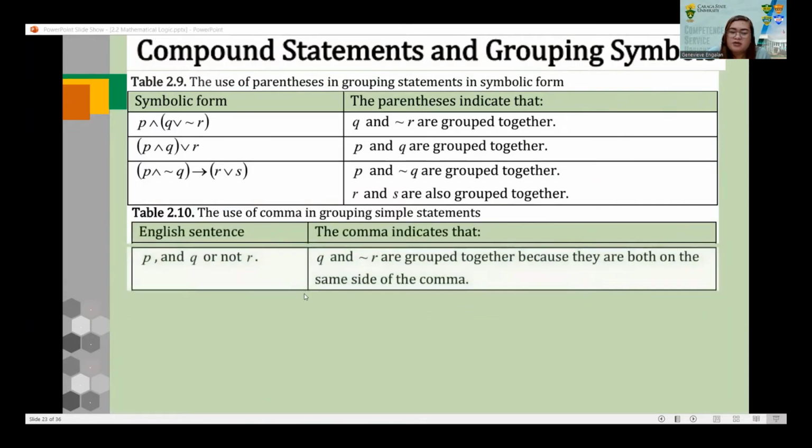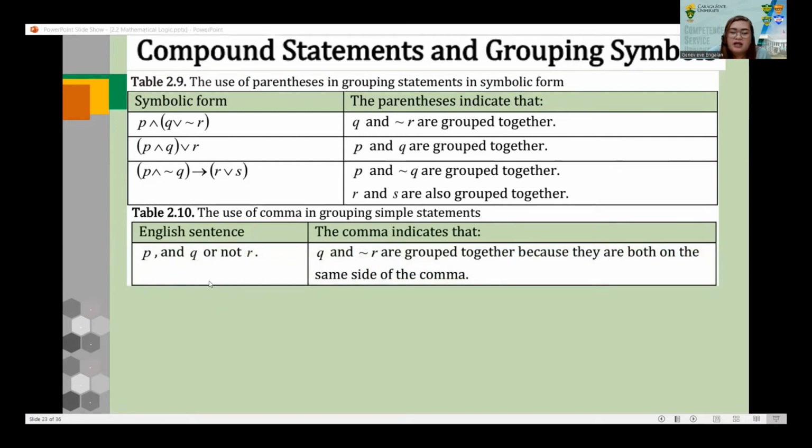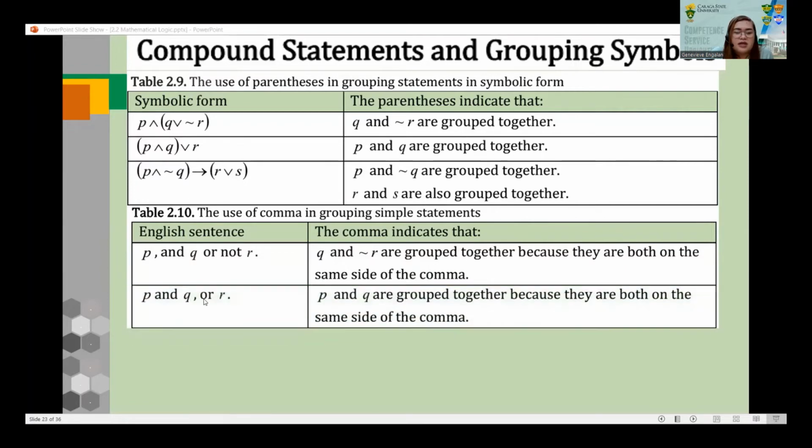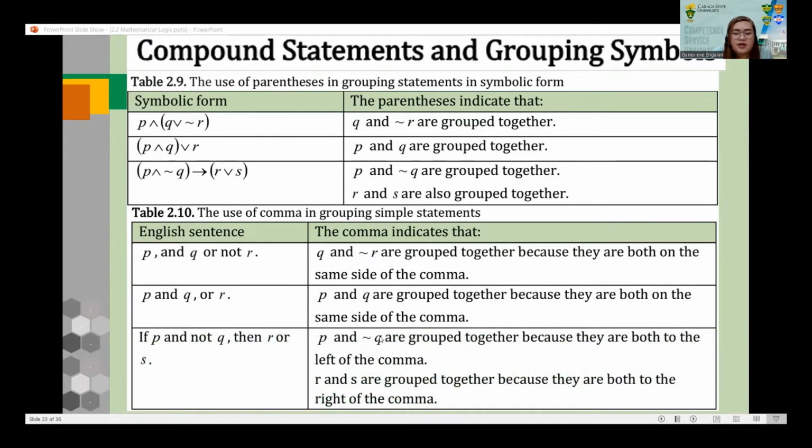For example, take the English sentence: P, comma, and Q or not R. Here is the comma. On the right of the comma are Q and not R, so they are grouped together, which in symbolic form is P and (Q or not R). Also here, P and Q are on the same side of the comma, on the left, so they are grouped together. So remember this whenever you convert an English sentence to symbolic form, or symbolic form to English. And also this one: they are grouped together because they are on the same side of the comma.